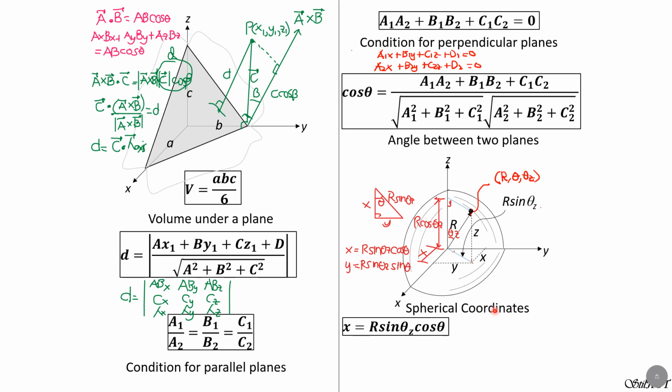That's spherical coordinates. X is R sine theta z cosine theta. Don't memorize. Just plot it here, and I hope you can analyze after. Do not memorize.